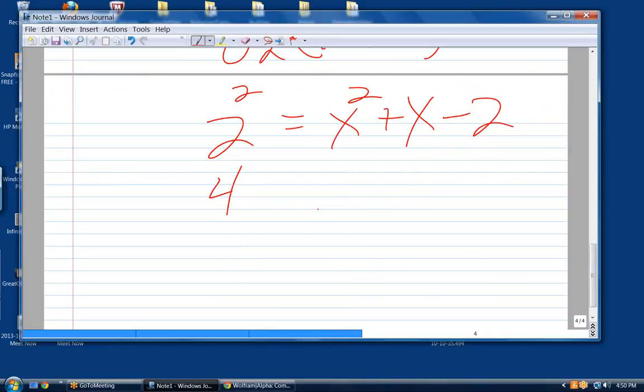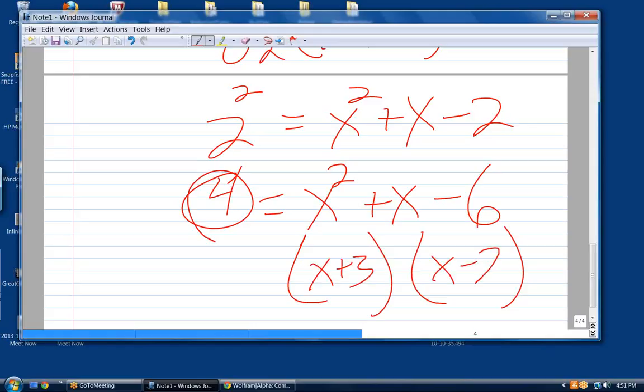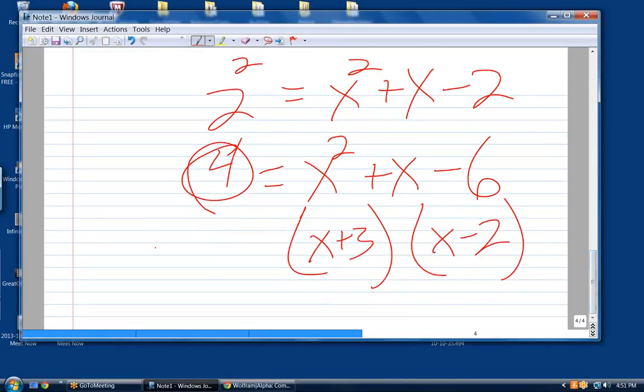Do I still have to solve that, or? Well, yeah. In other words, you're going to end up with this. And that factors nicely. X plus 3, x minus 2. So your solutions are x equals minus 3 and x equals plus 2.